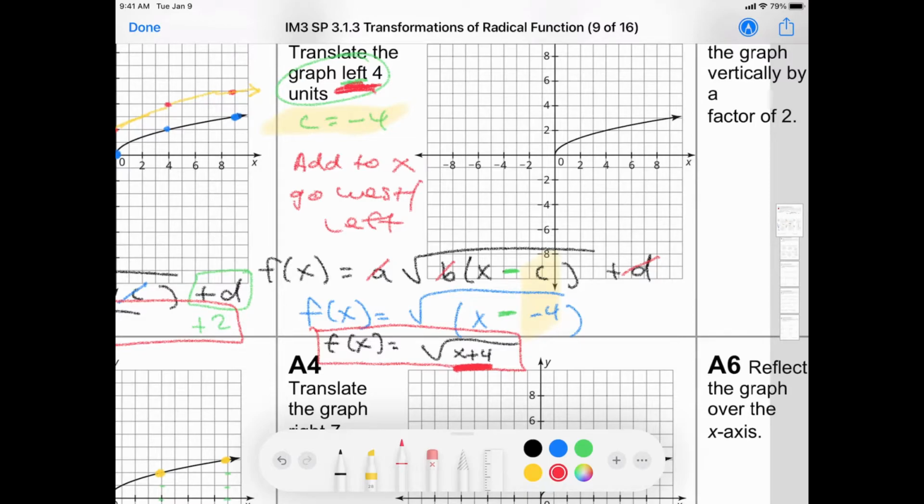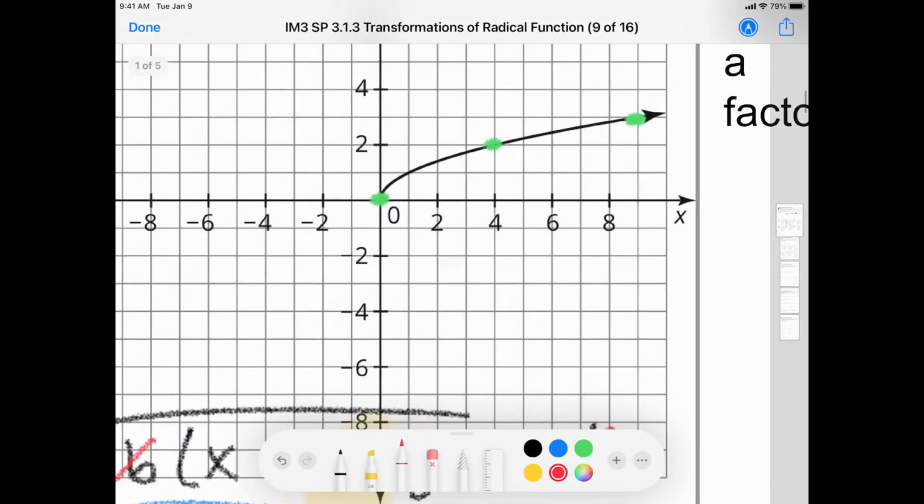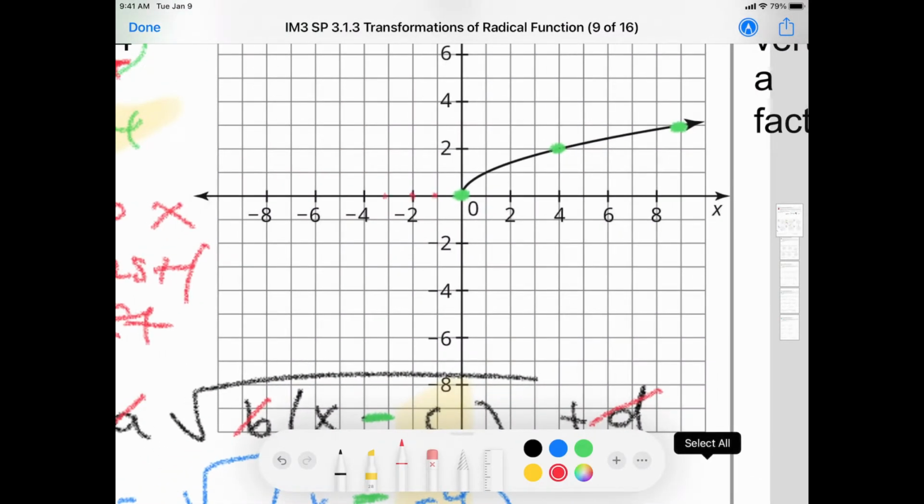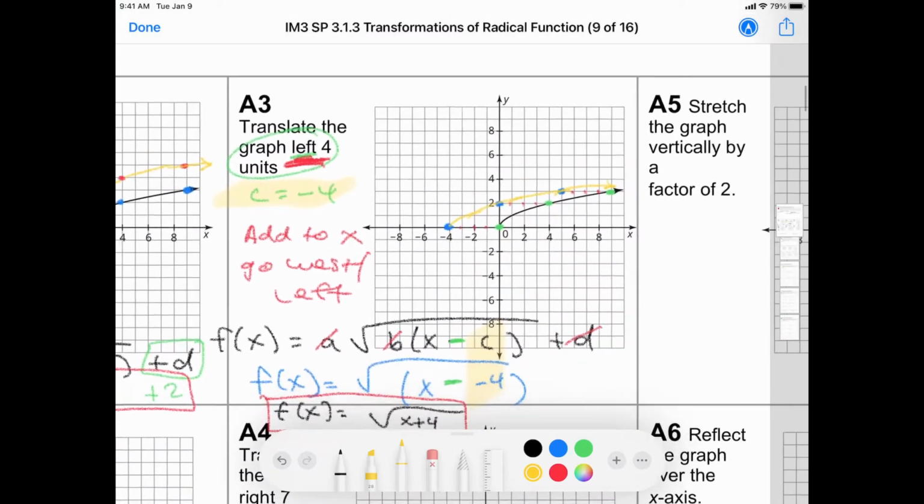Okay? Let's go ahead and highlight those key points there. So (0, 0), (4, 2), and (9, 3). Okay? And now from there, we're just going to go left on each of those 4 units. 1, 2, 3, 4. 1, 2, 3, 4. 1, 2, 3, 4. And then my graph is going to look like this. Okay? And so that is A3.